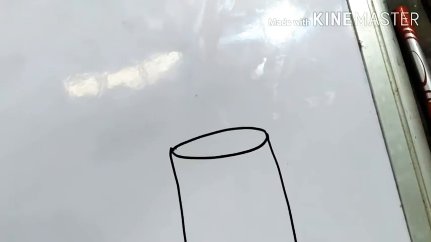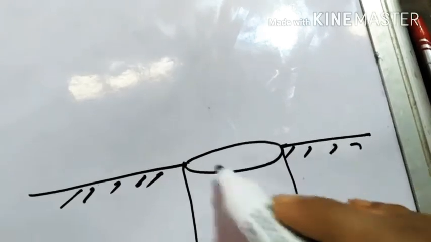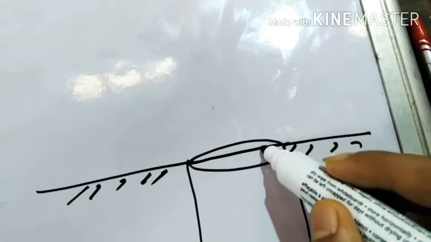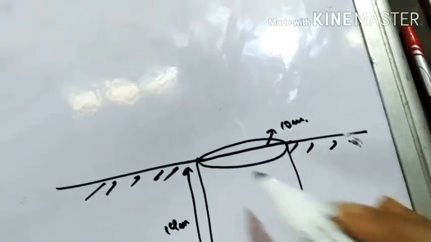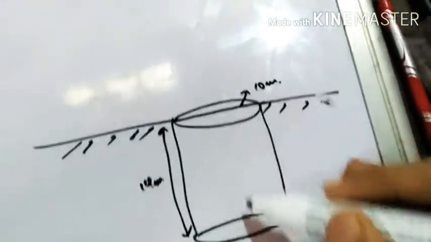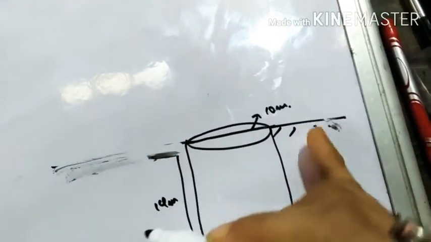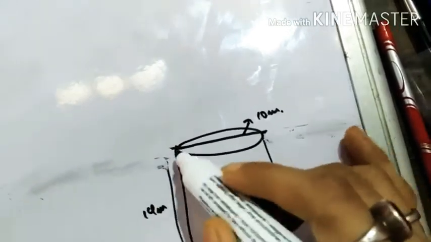So in here, first of all, we will have to draw a well. This will be the ground. Its inside diameter is given as 10 meter and its depth is given as 14 meter. Earth is taken out from this well and it is spread around this well to form an embankment.